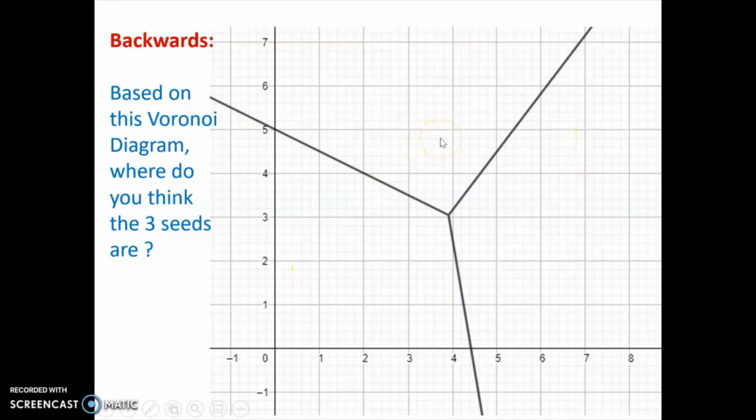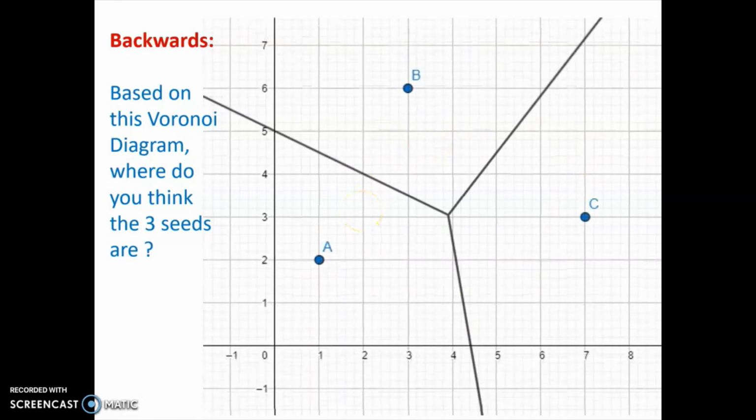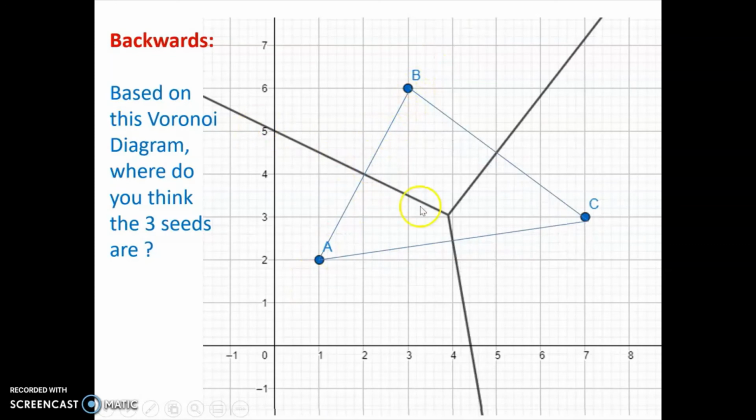Try your best. Where would the seeds go? Give me the coordinates. Well, here they are. I hope you got something close to that. For example, again, if you connected A and B here, this one ends up being a perpendicular bisector of that segment. Or if you connected B and C, this is a perpendicular bisector of that one. And finally, if you connected A and C, that's a perpendicular bisector.